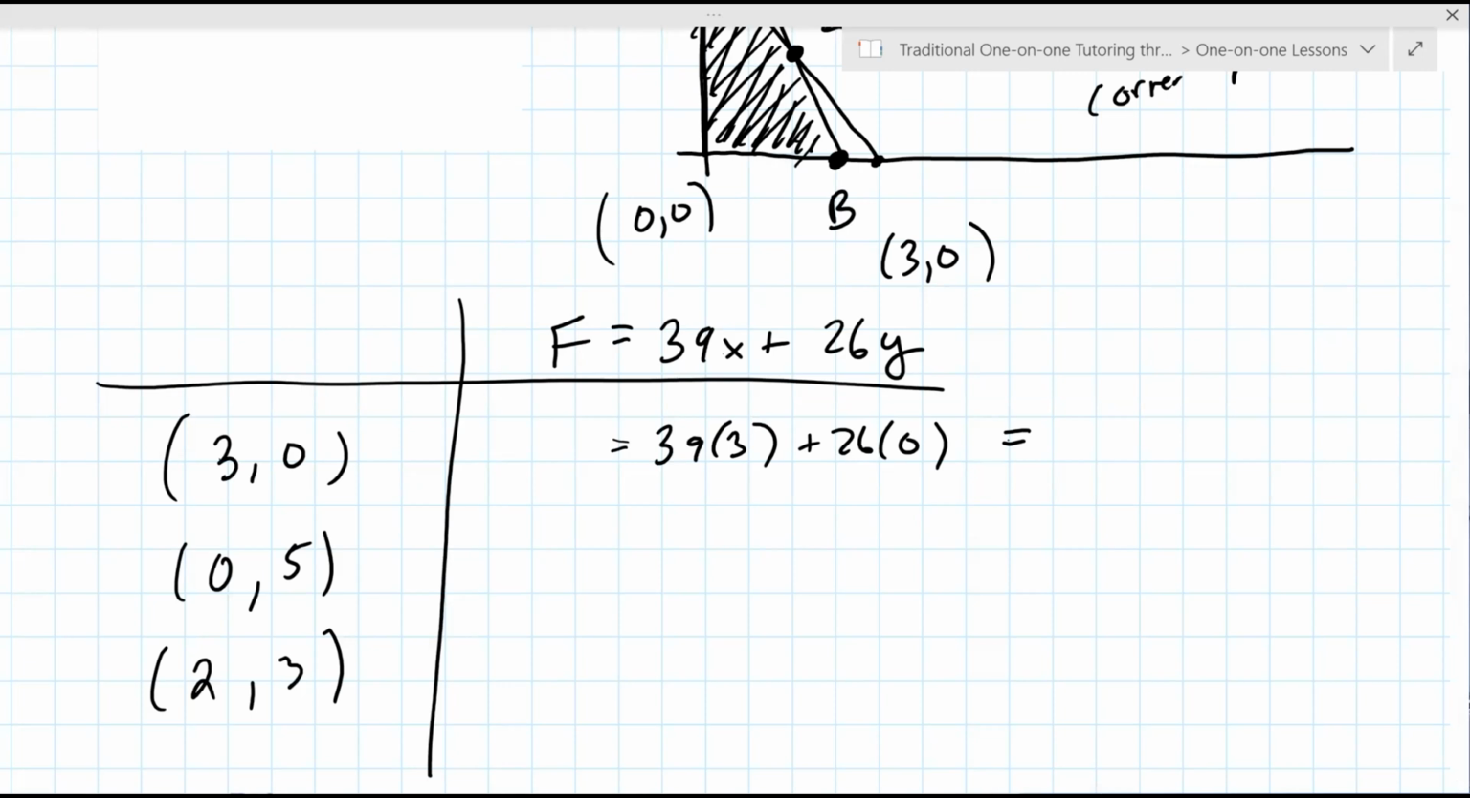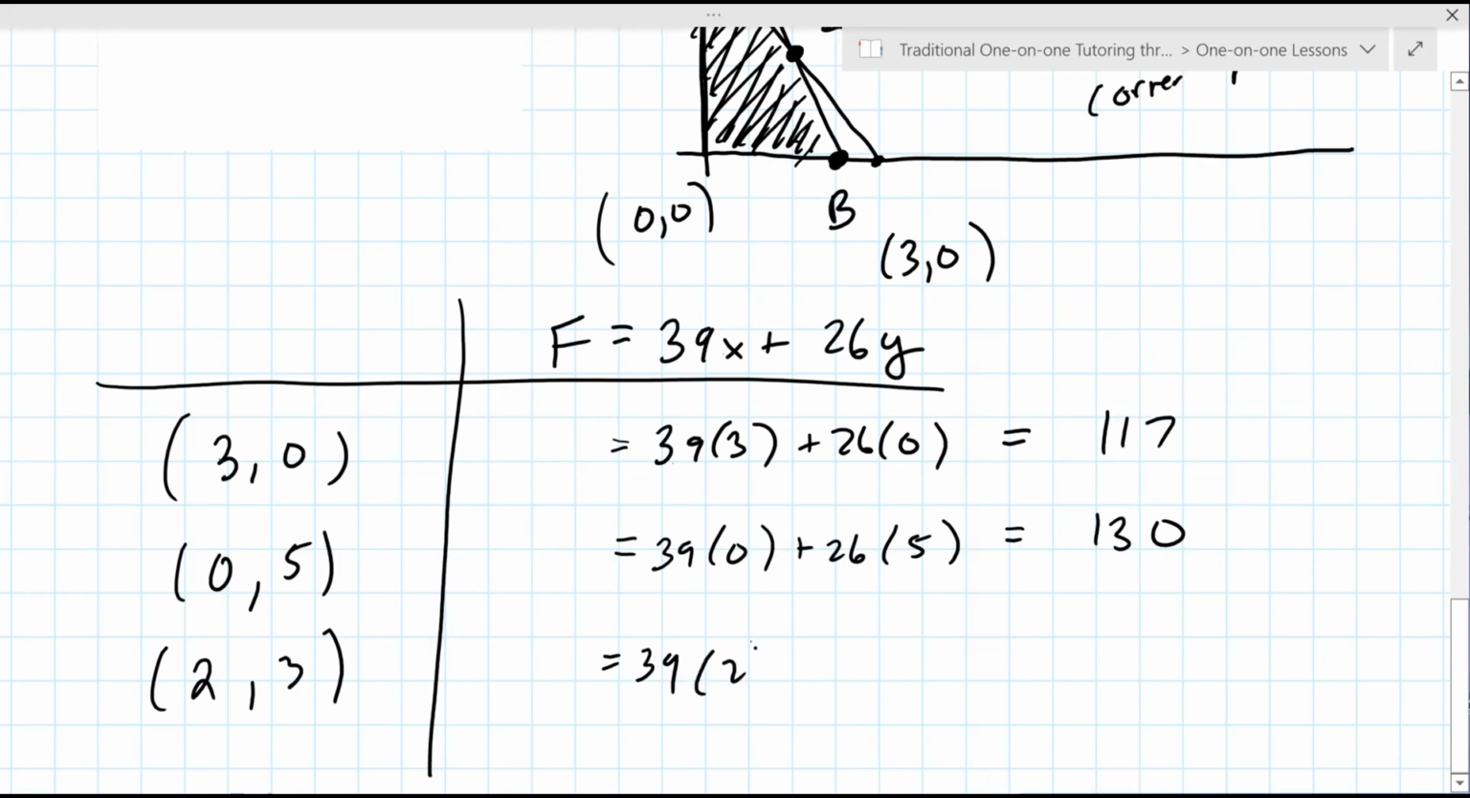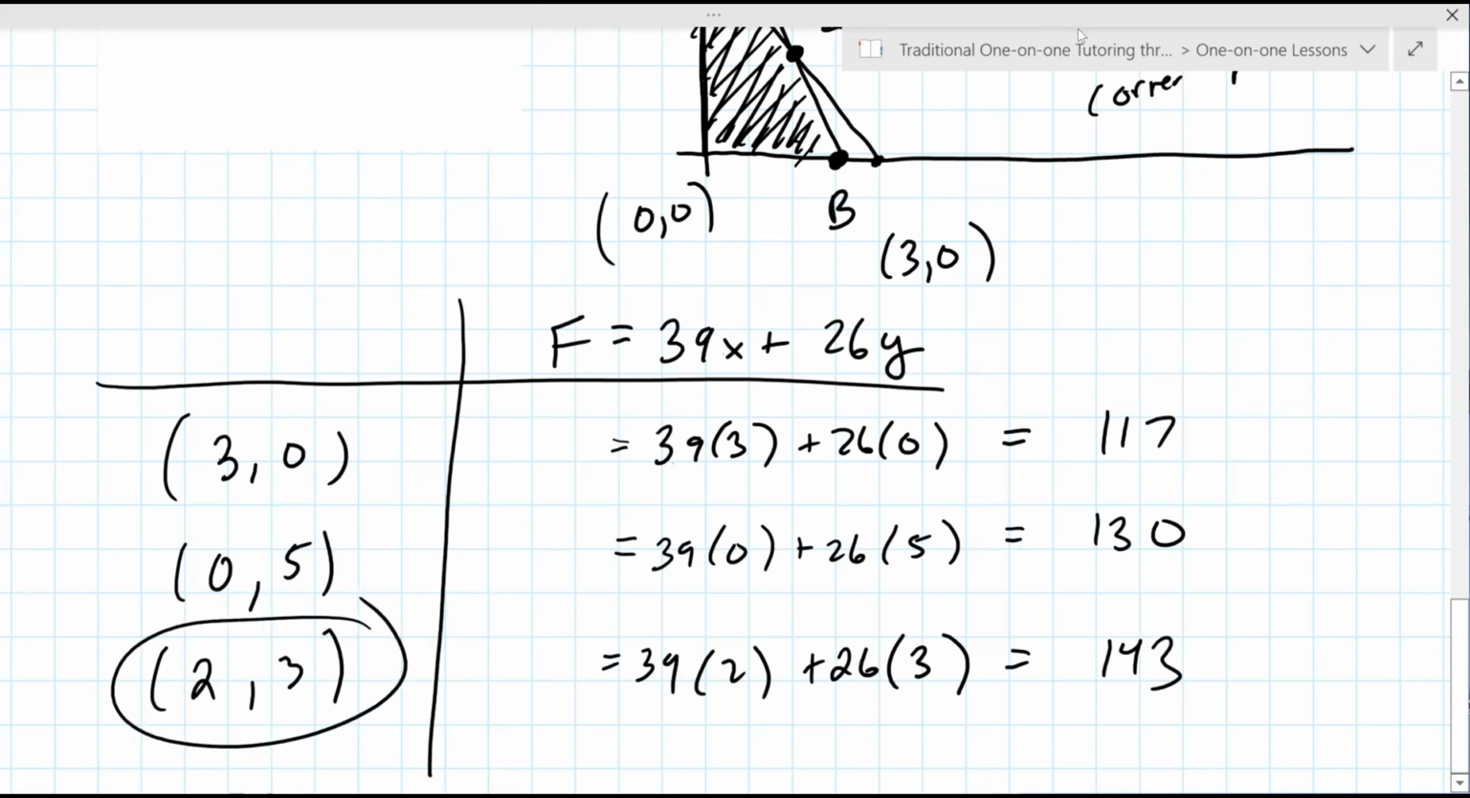117. Okay. And how about for the last one? 143. Okay, so which one's the largest? 143. So at this point here. Yeah. Okay. Let's try another one here.